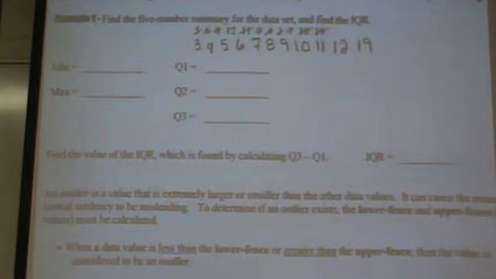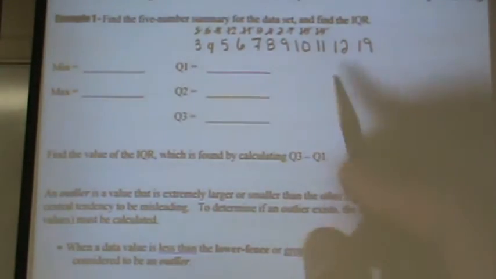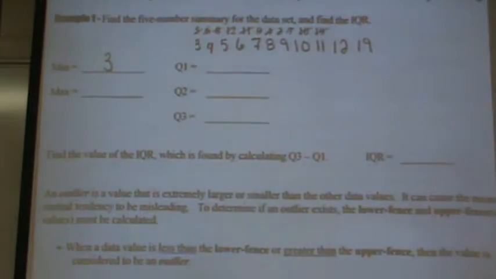So now to find our 5-number summary. What's our minimum value now? What's our smallest value in our data set? You just write it in order, right? 3, 19. So our smallest value is 3. What's our maximum value? It is 19.